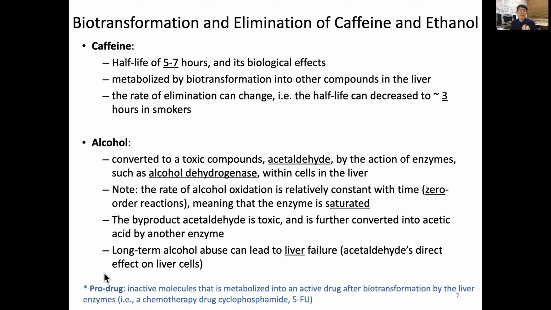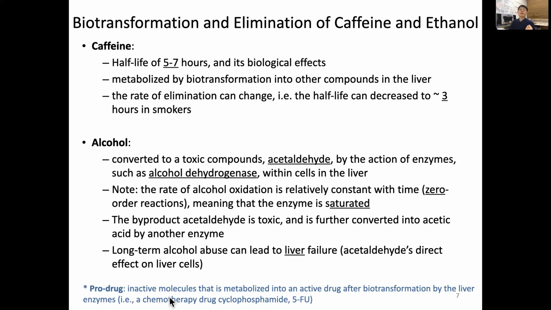Let's say in cancer therapy, there is a famous chemotherapy drug which is involved in preventing cell proliferation. Those proliferating cells are affected by the toxicity so that the cells can die. But when you ingest or administer the drug, you don't want it to be already toxic to, let's say, your gut. So there's an interesting concept of prodrug, which means we give inactive molecules that will be metabolized into an active drug after passing through the liver, by biotransformation by the liver enzymes.